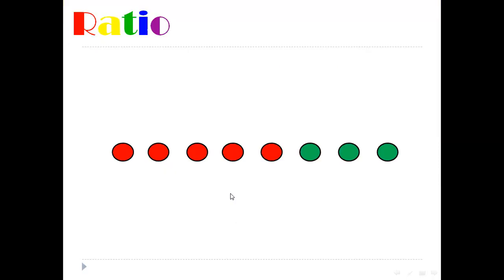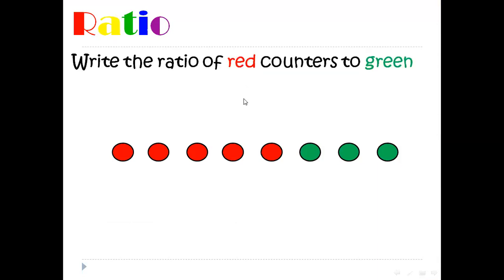Let's do more examples. So as you see here, we have red dots and green dots. Write the ratio of red counters to green. What did I start saying? Red or green? Red. So you first write the number of red. We need the three ways of writing this. So first count the red counters. We have 1, 2, 3, 4, 5 counters and 3 greens.